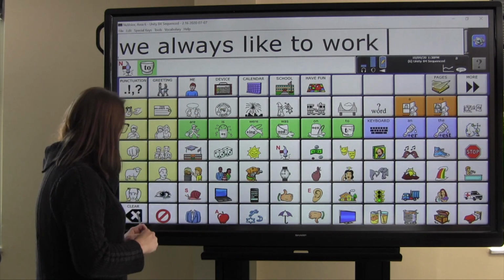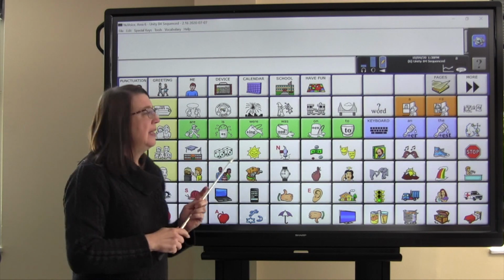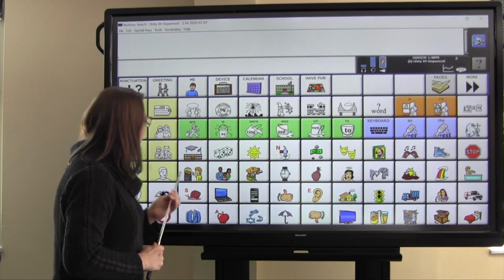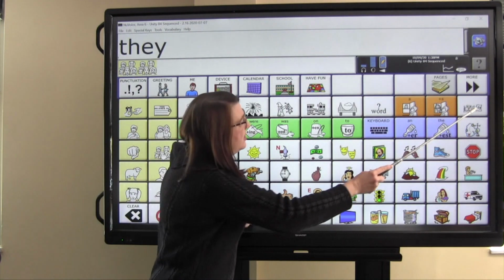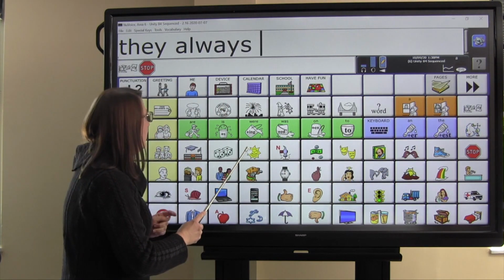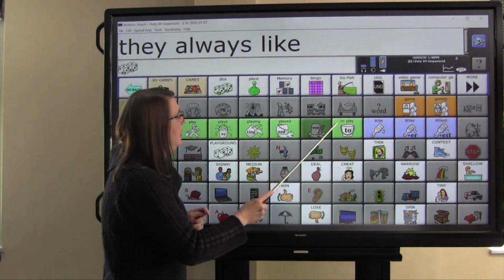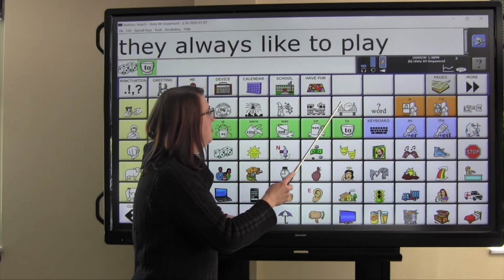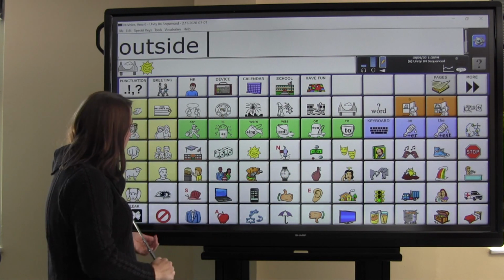Actually, let's practice both of those new parts of speech together. Let's say they always like to play outside. They, always is going to be our adverb on the stop sign. Like to play. And outside would be our preposition plus our sun. They always like to play outside.